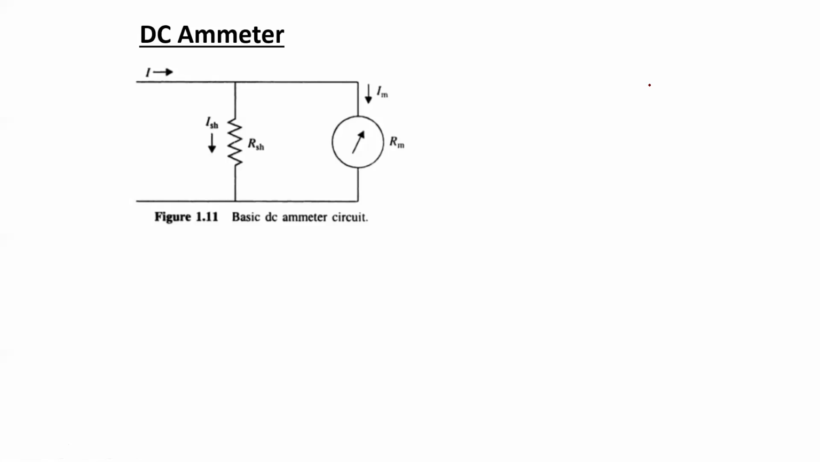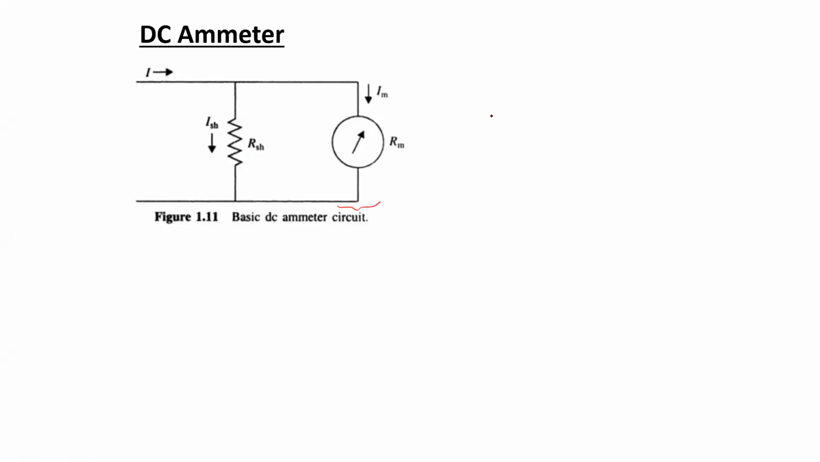Now this PMMC meter movement mechanism can be used to form a DC ammeter. As the basic DC ammeter circuit is shown over here, this portion indicates the PMMC meter, and along with that a shunt resistance RSH is connected to use this arrangement in terms of measuring the values of electrical currents.